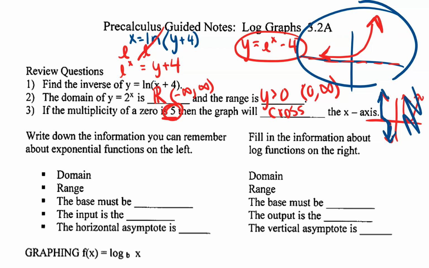The domain is always going to be all real numbers. And then the range is going to be more restricted. I'm just going to do the range of the parent function. So this is a parent function here. There's no shifts. So the range would be y is greater than 0, because we're talking range. The base must be positive.